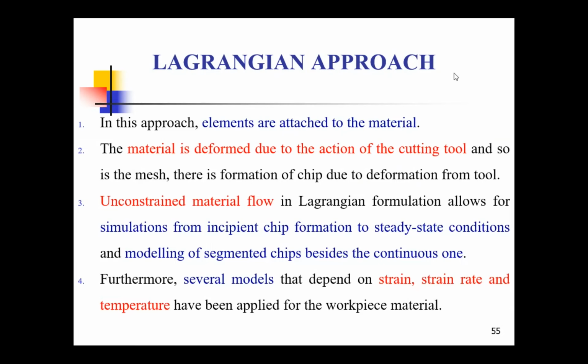So apart from this, we have also taken care of the strain rates and temperatures. Okay, apart from this, the models that we are going to use in the Lagrangian approach mainly depend on the strain rate and temperature. Okay, that is applied to the workpiece. So I am going to consider a workpiece. So the behavior of the workpiece will be dealt with by means of the strain rate and the temperatures and all those things.